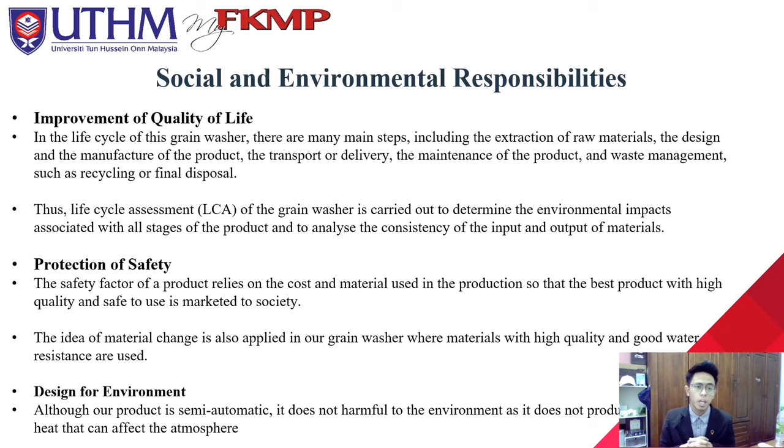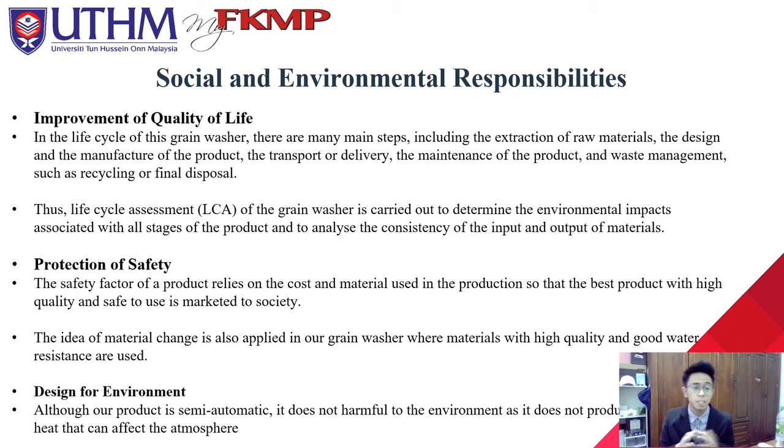The first point, improvement of quality of life. In the life cycle of this grain washer, there are many main steps including the extraction of raw material, the design and the manufacture of the product, the transport or delivery, the maintenance of the product, and waste management such as recycling or final disposal. Thus, life cycle assessment (LCA) of the grain washer is carried out to determine the environmental impact associated with all stages of the product and to analyze the consistency of the input and output of the material.